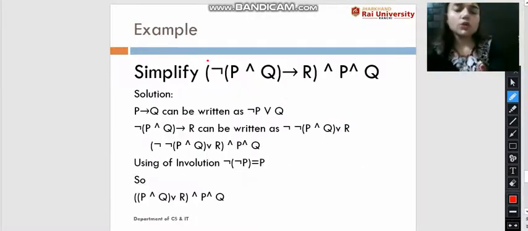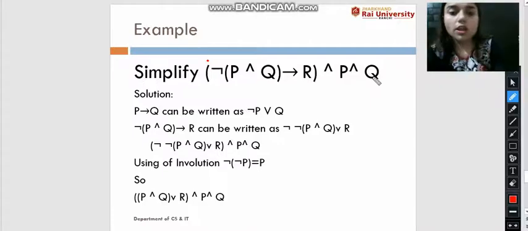These laws can be used to simplify a given formula. Let's see one example. Here we are given a formula and we have to simplify it. The formula is negation of (P and Q implies R) and P and Q. We have to simplify this formula.